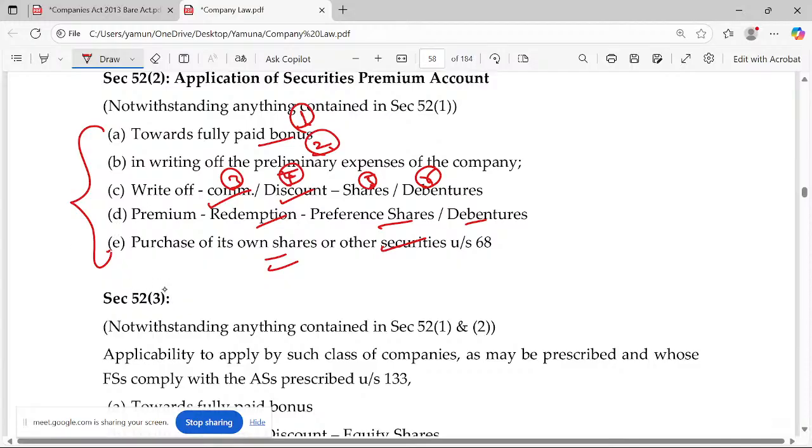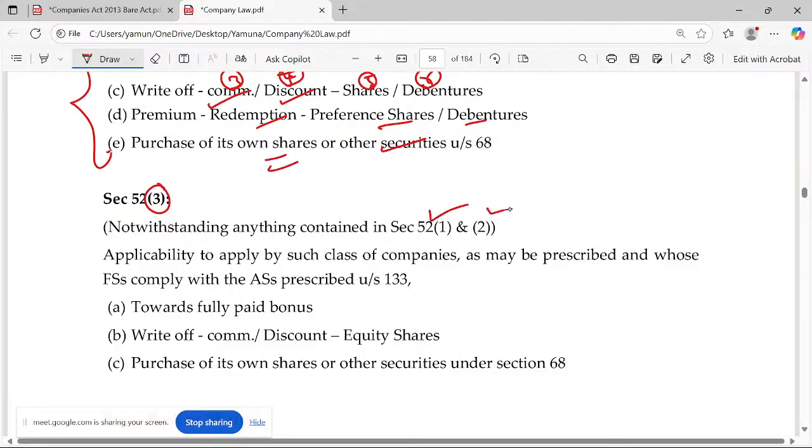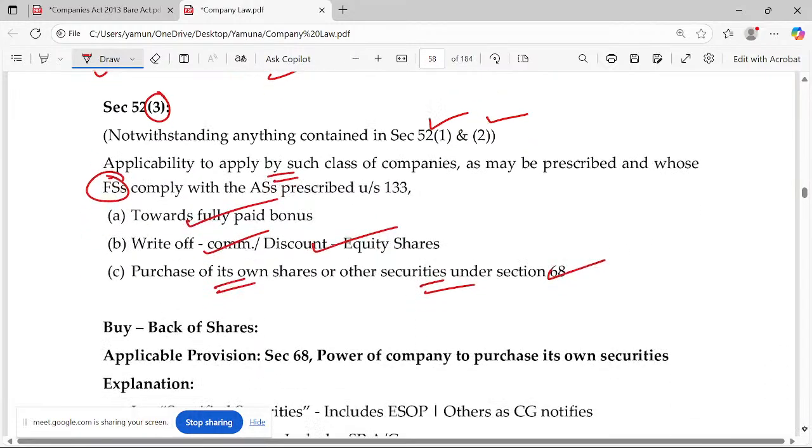Okay. Shall I go for subsection 3? Notwithstanding anything contained in this one and this one, applicability to apply by such shares, as may be said, towards fully paid up shares, they have to comply with the financial statements, right of commission or discount, and purchase of its own shares or other securities under section 68.